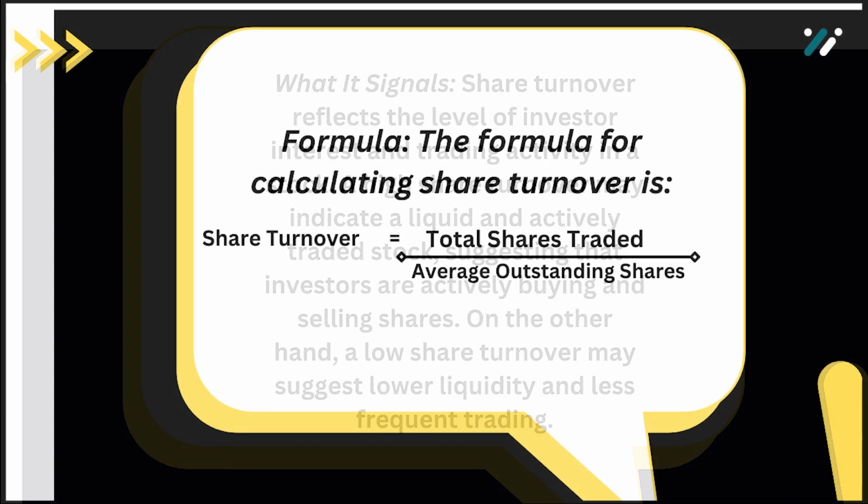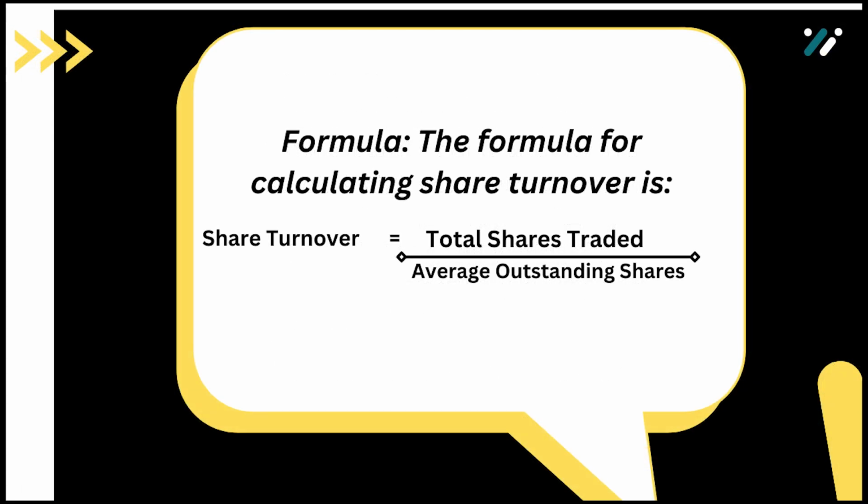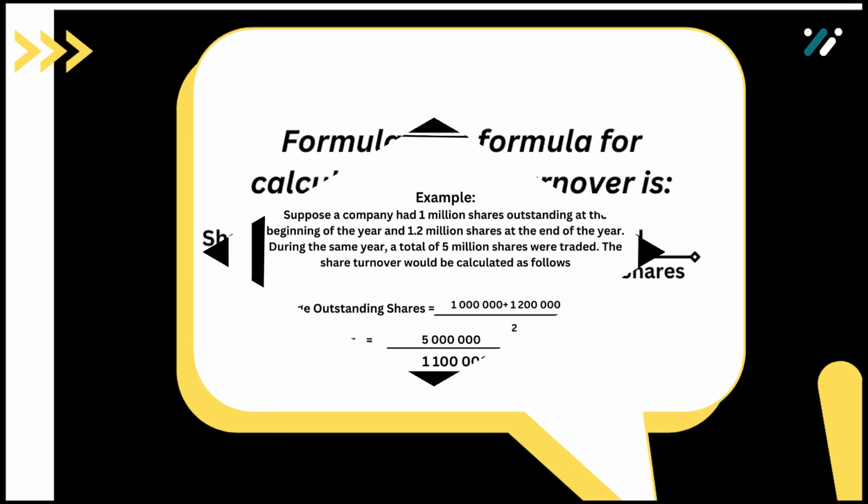Formula. The formula for calculating share turnover is total shares traded divided by average outstanding shares. Share turnover = total shares traded / average outstanding shares. Now let's look at this example so we can understand it better.